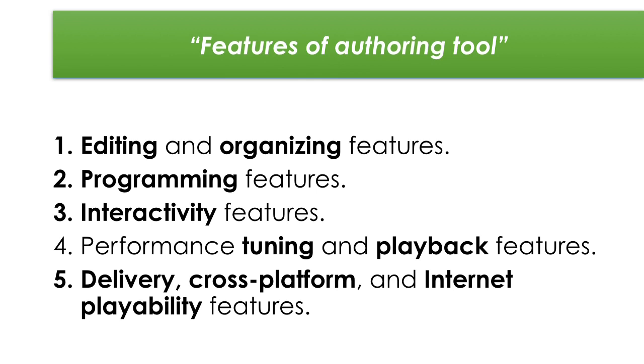For feature number one, which is editing and organizing features, the authoring system always includes editing tools to create, edit and convert multimedia elements such as animation and video clips, meaning that the authoring system normally allows the developer to edit and create the elements of the multimedia. For example, Adobe Animate allows the developer to draw and edit images in the software. It also allows the developer to convert videos into animation in the software. And for the organizing features, the authoring system normally provides visual flowcharting features to facilitate the structure of the project.